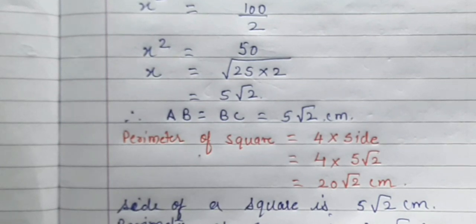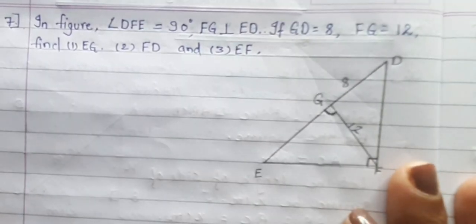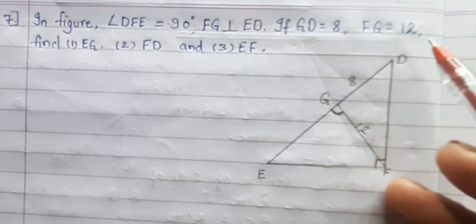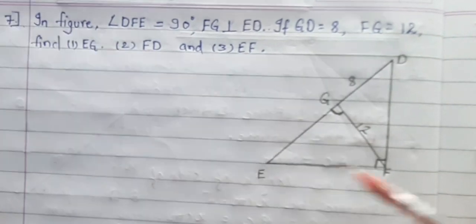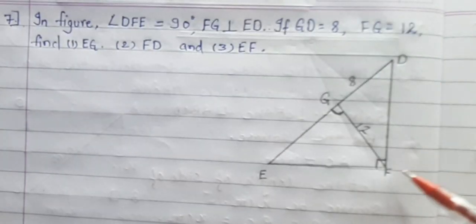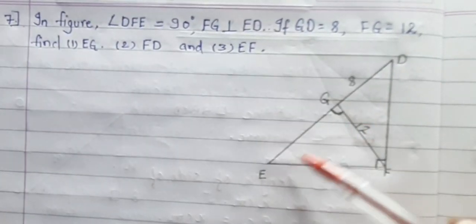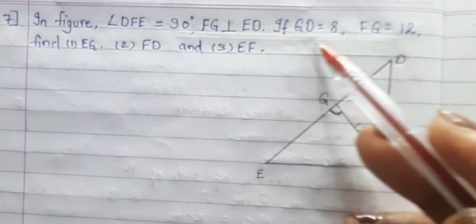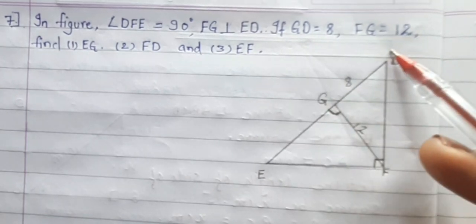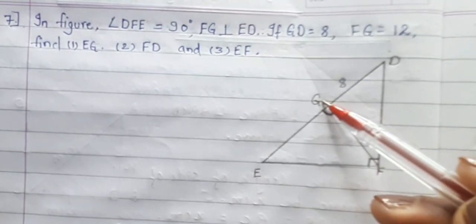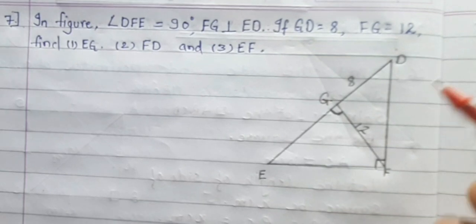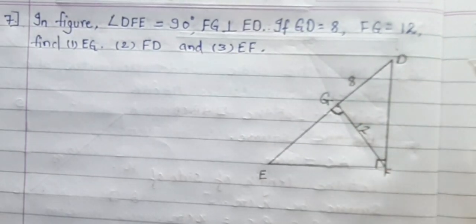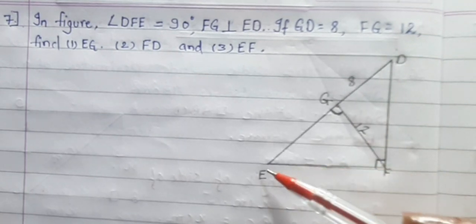Okay. Question number 7 now. In figure, angle DFE is 90 degree. FG is perpendicular to ED. We have been given the length of GD as 8, FG as 12. We are supposed to calculate EG and we are supposed to calculate FD and EF.